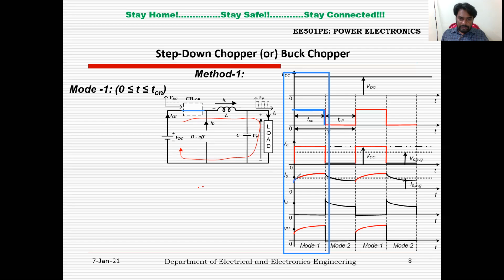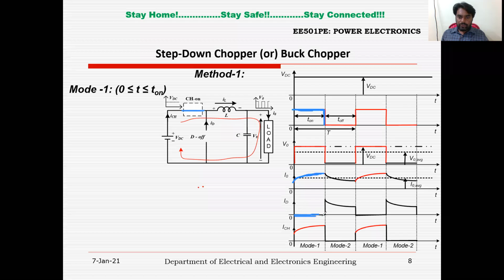So you can see the output current, which is also called the inductor current, right? So the inductor current is now the charging current of the inductor. And the diode is in off condition, you won't get any current in the diode. That is why you can see the diode current equals 0. And the chopper and inductor are connected in series, so the same charging current of the inductor is flowing through the chopper as well. So you can see the charging current of the chopper.